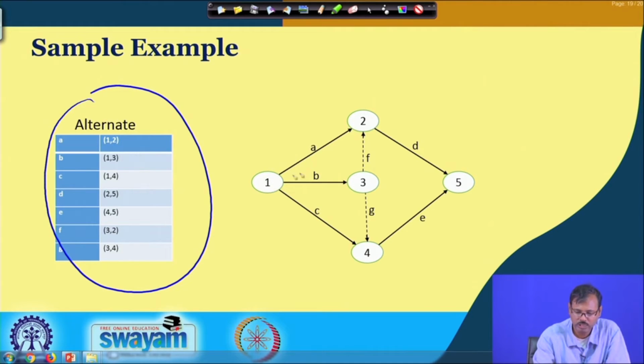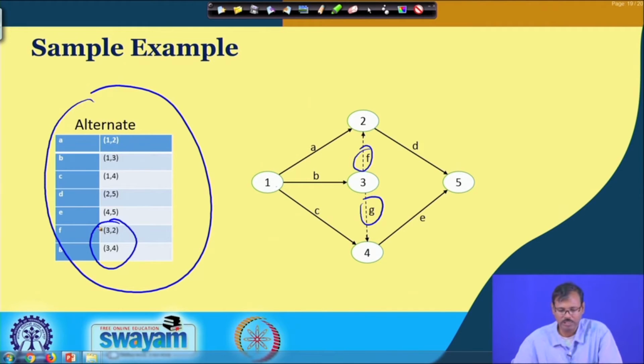So, now you can see A is the alternate between 1 2, B is the alternate between 1 3, and C can be represented with the alternate A 4, and D may be represented in the alternate 2 5, E may be represented as the alternate 4 5, and F and G are the dummy activities mentioning the alternate between 3 to 2 and 3 to 4.